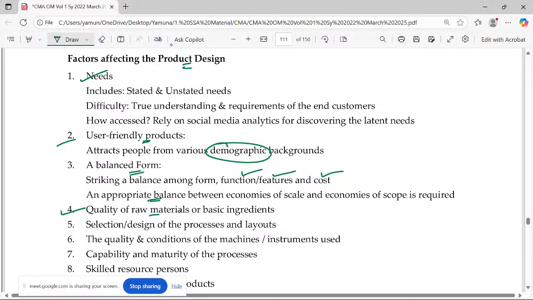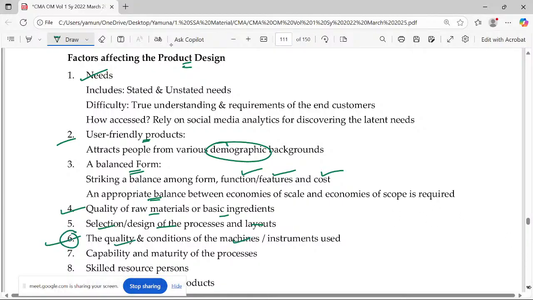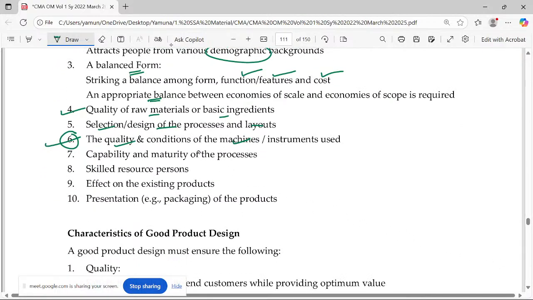Also, go for quality of raw materials or basic ingredients. Also, selection and design of the process and layout. Obviously, that has to matter. Then quality and condition of the machines and instruments used. Capability and maturity of the process, whether a skilled resource person is available or not for this job, and effect on the existing product. Yeah, please highlight the ninth one.